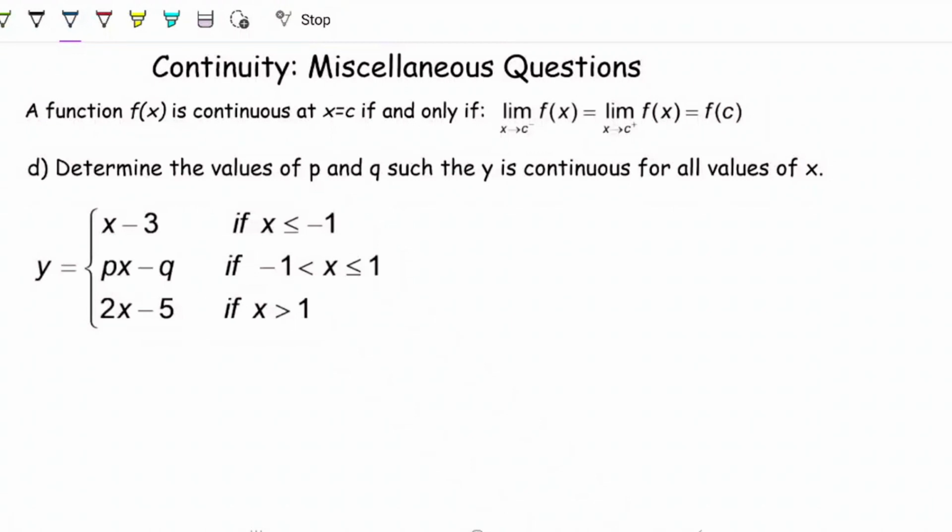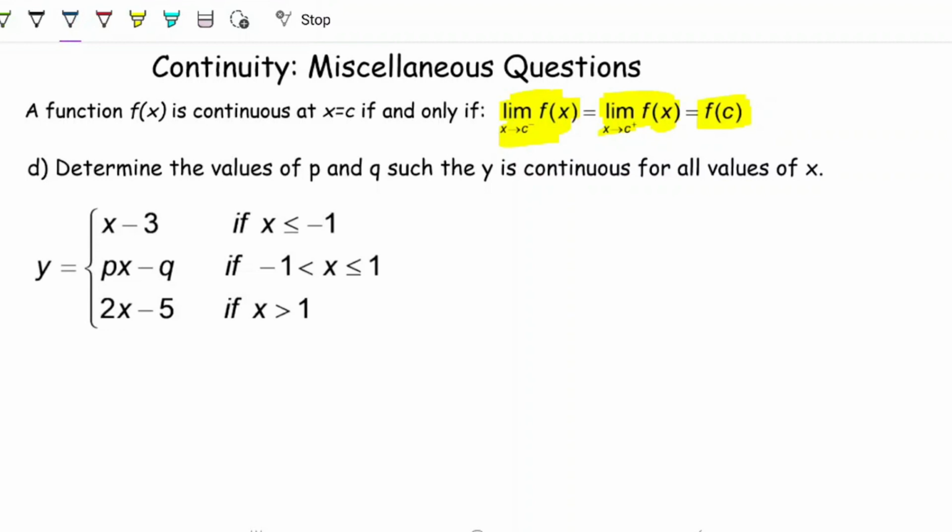Okay, welcome to this video. So we are now getting a grasp of this concept of continuity, and we can continue more with it. Remember, a function is continuous if the limit from the left at that particular point equals the limit from the right, and it also equals f of that particular point. So that's what we can do.